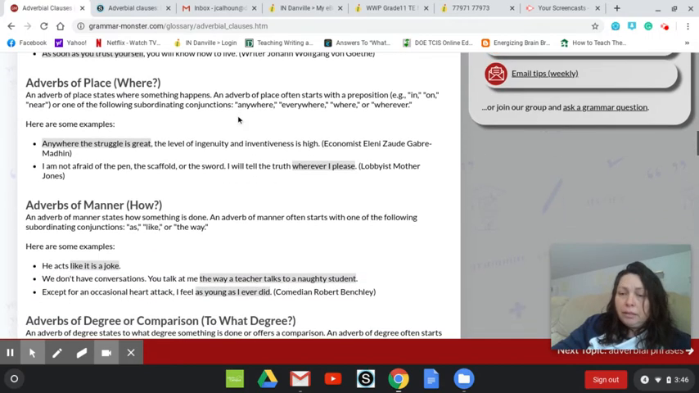Adverbs of place, where. So any kind of conjunction that mentions where. Anywhere, everywhere, where, wherever. Anywhere the struggle is great, the level of ingenuity and inventiveness is high. Where is it high? Anywhere the struggle is great. So that modifies the verb is. I will tell the truth wherever I please. Where will you tell the truth? Wherever you please. So where, tell is what's being modified there.